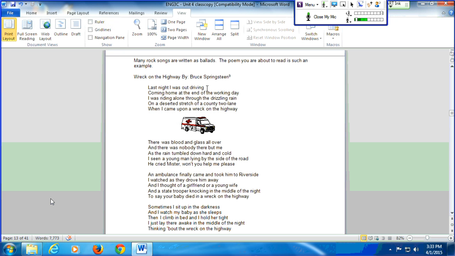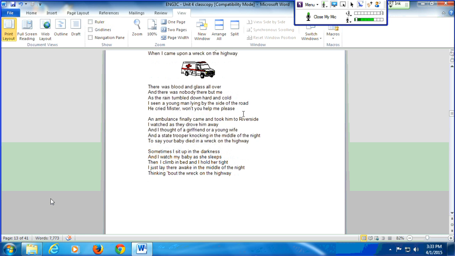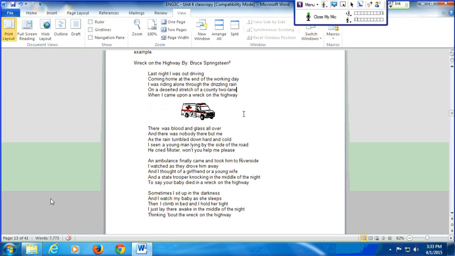So we have the first stanza. We have driving, which doesn't have anything else in the stanza, but we have day, highway, rain, lane. So we would phrase this as A, B, C, C, B. Because line A, driving, rhymes with nothing. And rain and lane rhyme, so that's our C one.